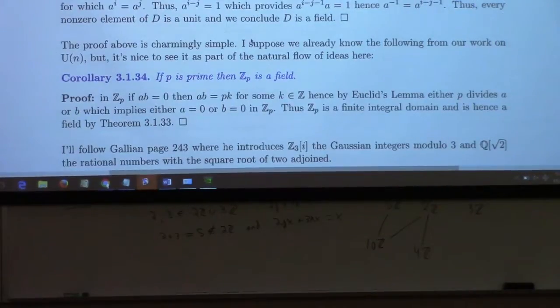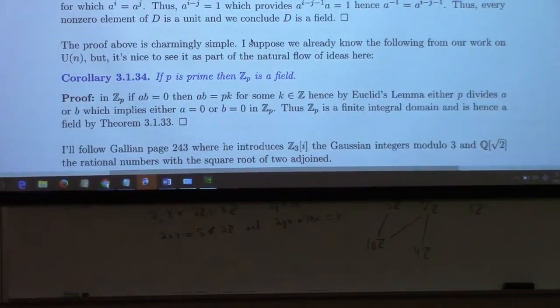Each finite integral domain is a field. Say what? Each finite integral domain is a field. So if you have an integral domain that doesn't have infinitely many elements, it's a field. Counterexample, or it's not exactly a counterexample, but a side example: the integers. That's an infinite integral domain, which is not a field.